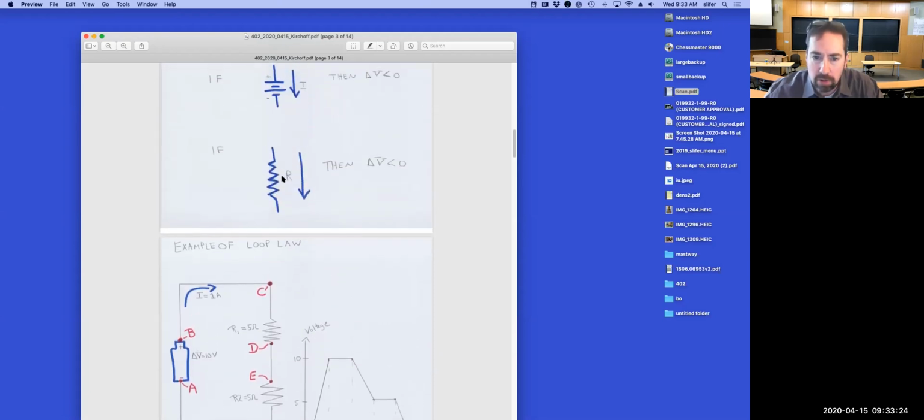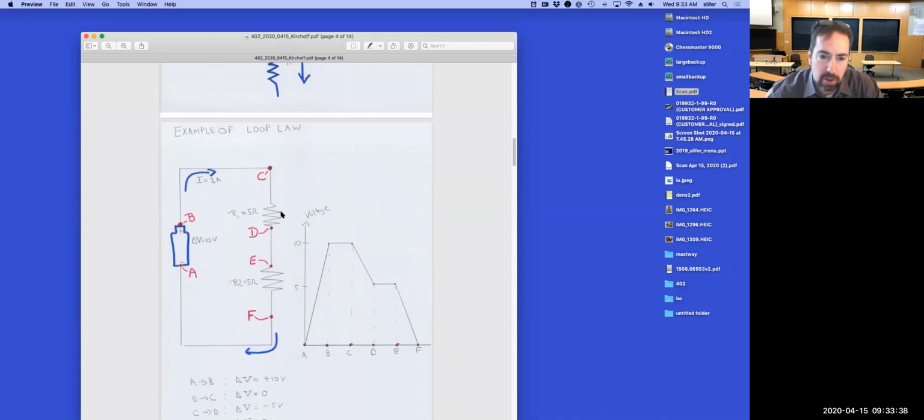Anytime that you follow the flow of current, whether it's going left or right, up or down, whatever, that's going to be regarded as a negative potential, as a potential drop. The potential will always drop as the current flows through a resistor. So if I had the current going the other way, this would be a little bit counterintuitive, but yes, it would be negative going this way. It would be negative as it went from D to C. It would be negative as it went from F to E if we had the current going the opposite way.